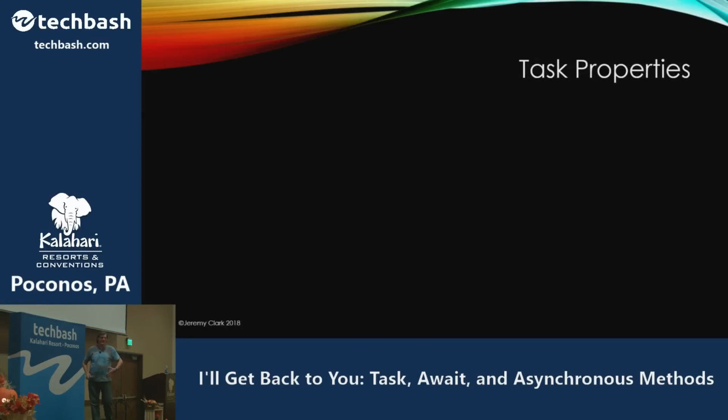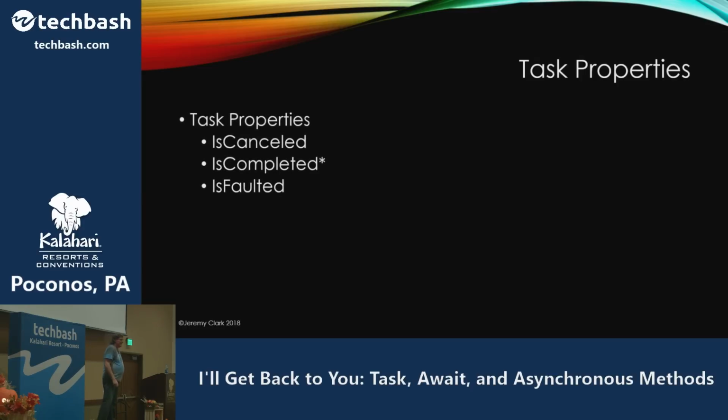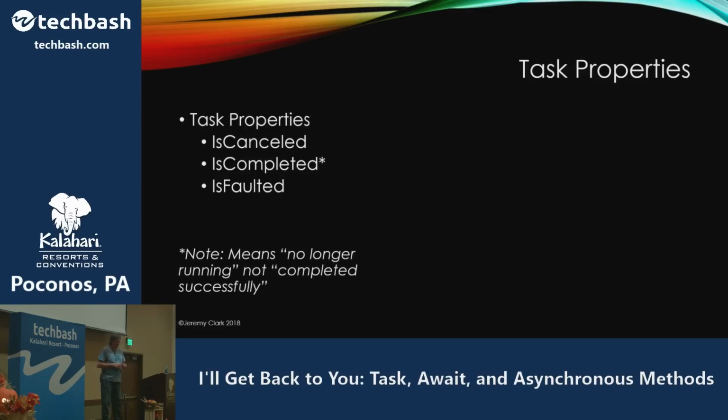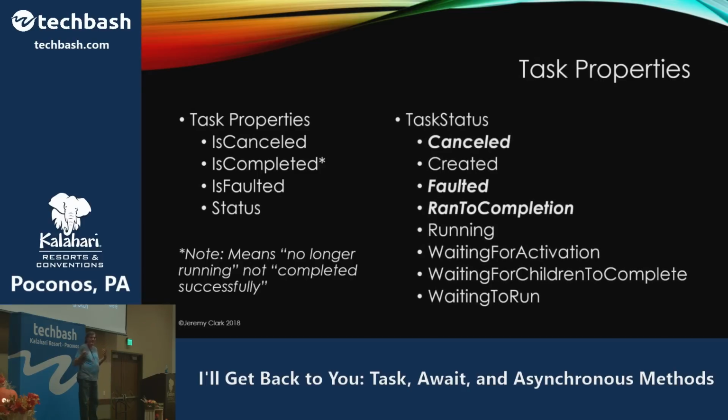Let's just wrap up some of the things that really, really kind of got me when I was going through this process to start with. Again, these properties on task, is canceled, is completed, is faulted, very compelling. Is completed does not mean what you think it means. It means no longer running. It does not mean running completed successfully. But there's a task status. And that is an enum that has a ran to completion on it. Enums are mutually exclusive, so that's a single state it's going to be in at a time.